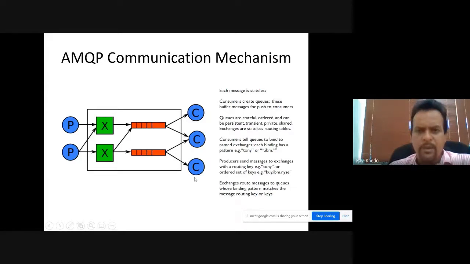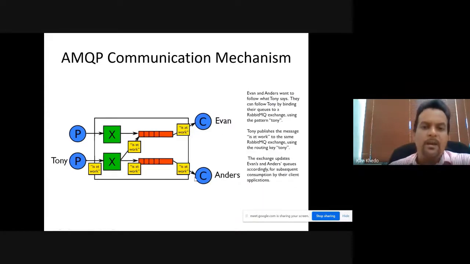You will see an example, if I'm not mistaken. Here it is, an example. We have producer Tony on this side. We have consumers Evan and Anders on the consumer side. Here it is, this is the scenario. We have two exchanges. Evan and Anders want to follow what Tony says. You see here? Evan and Anders want to follow what Tony says.